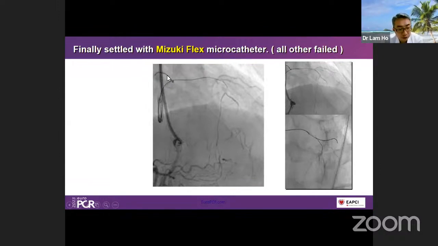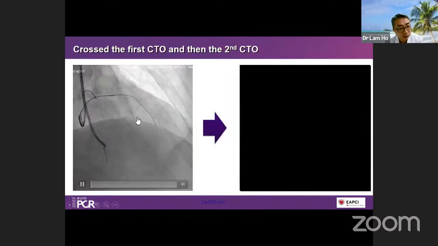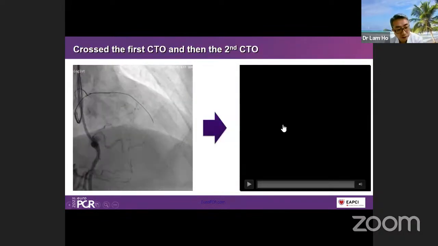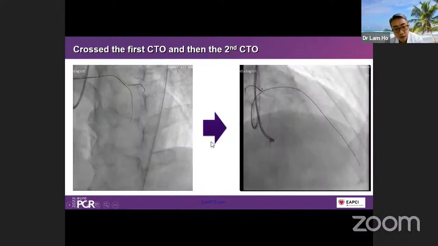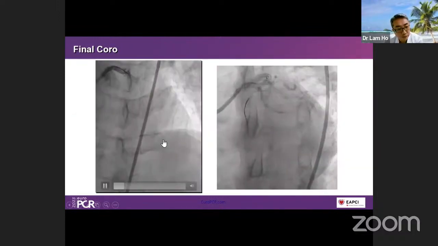Just use this case to illustrate. Sometimes on top of the wire, you need to think about your microcatheter. Mitsuki Fax, Supercross, Caravel, Turnpike all have different properties, and they can affect your wire selection. And of course, the first CTO and then the second CTO, something like this, and then finish.